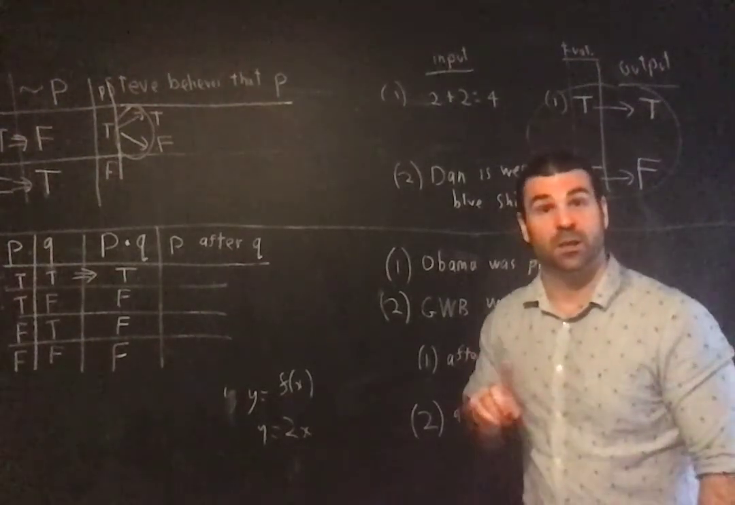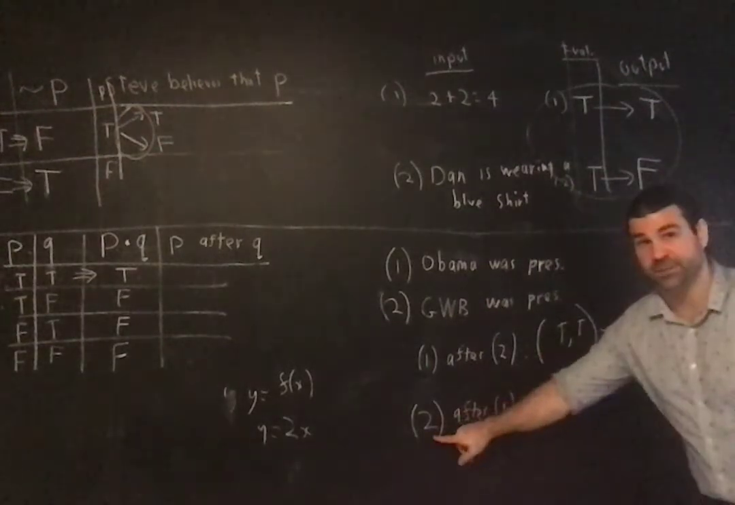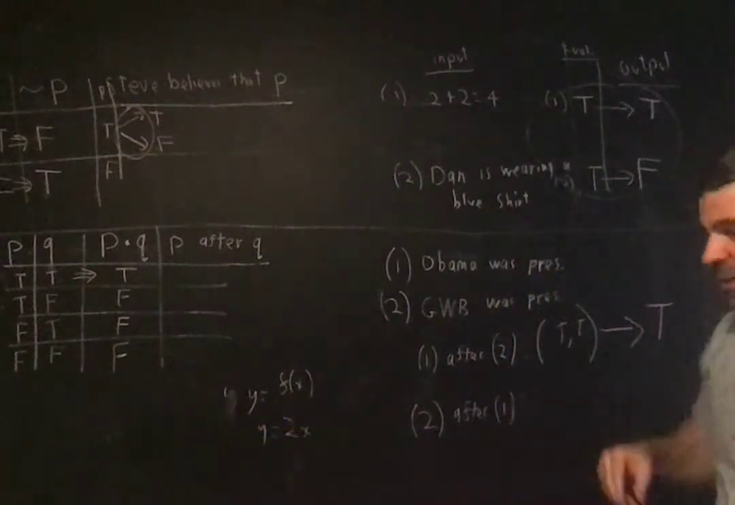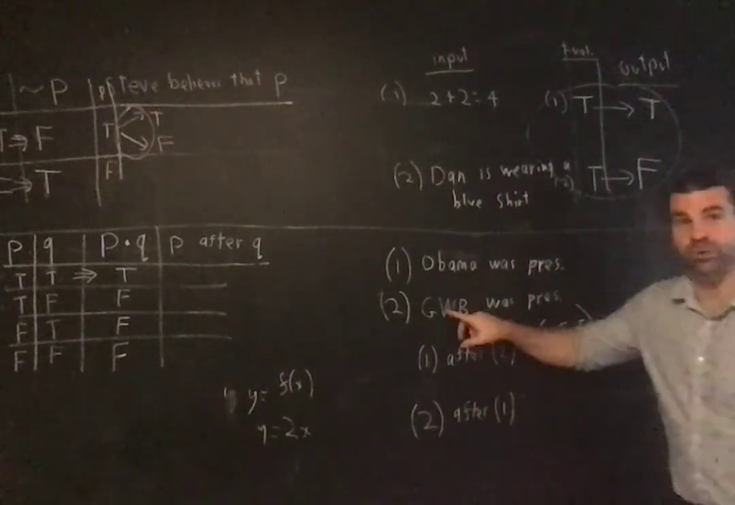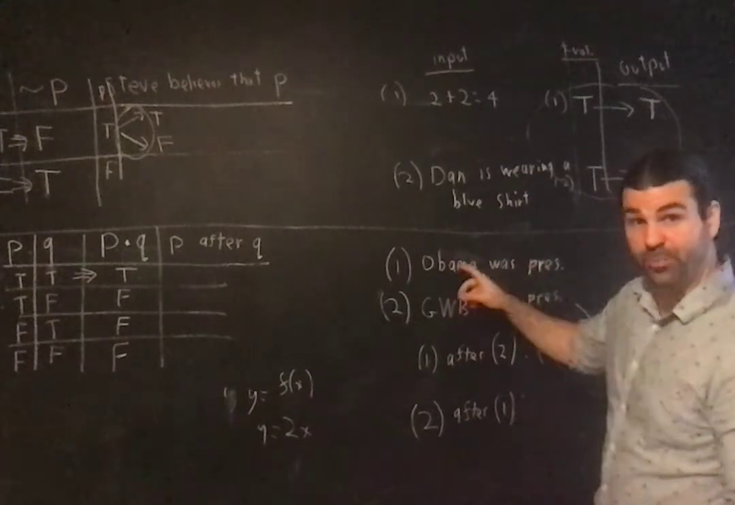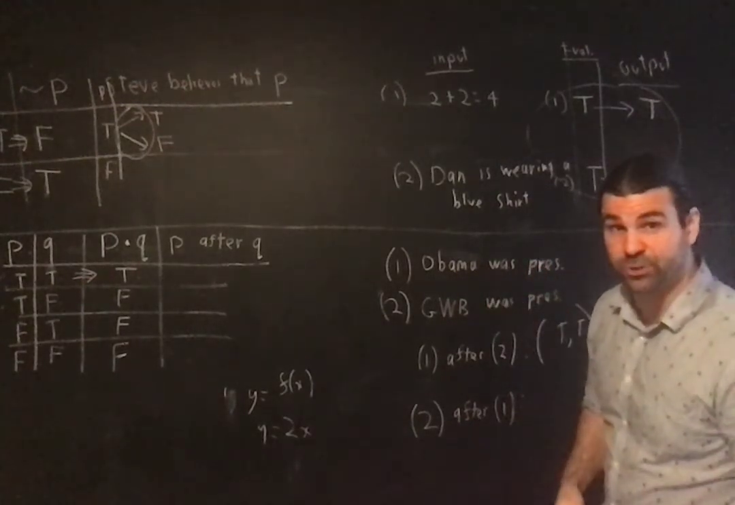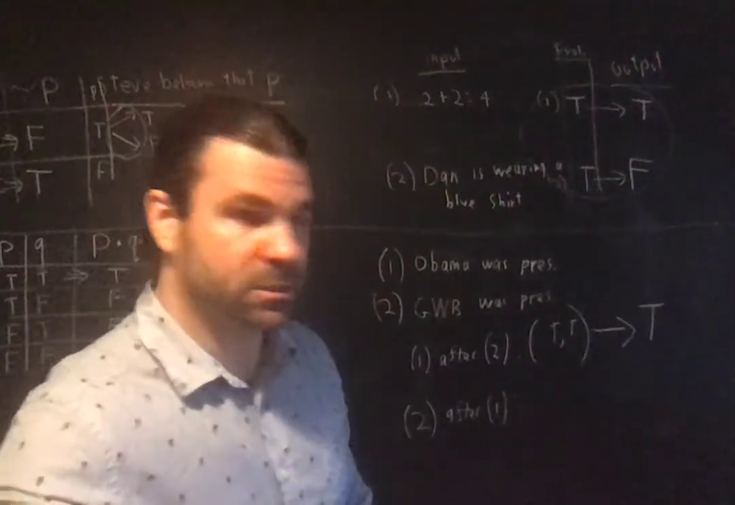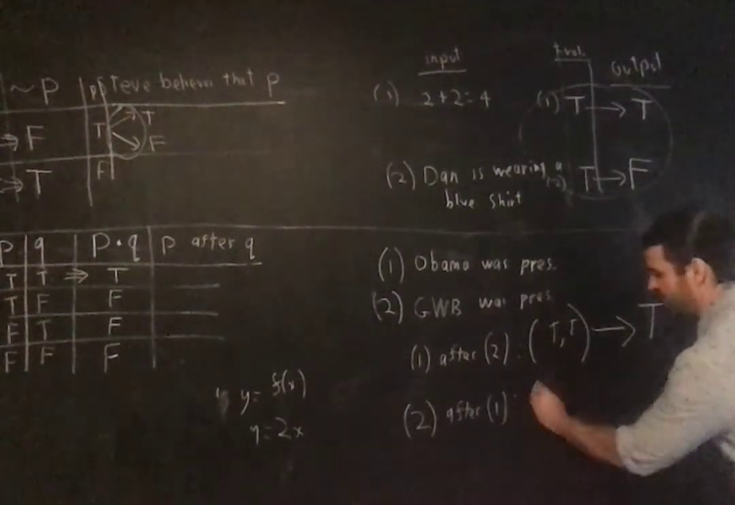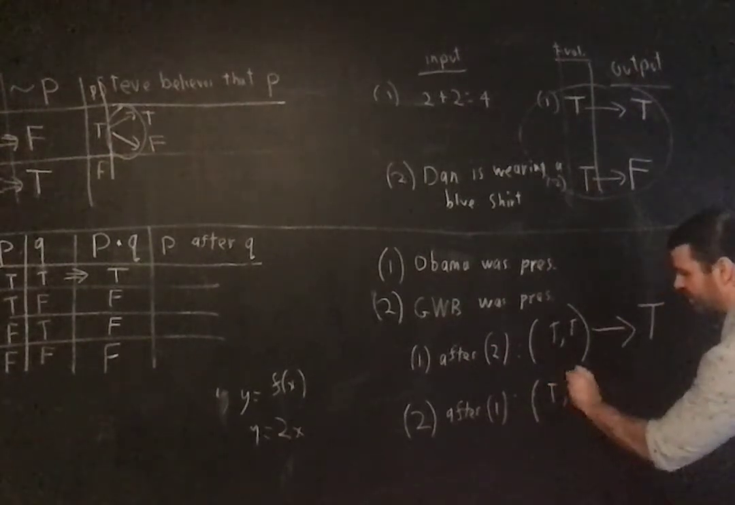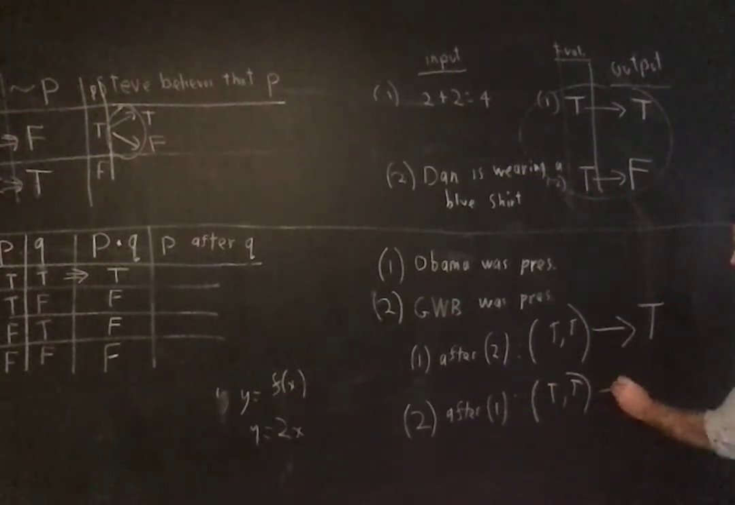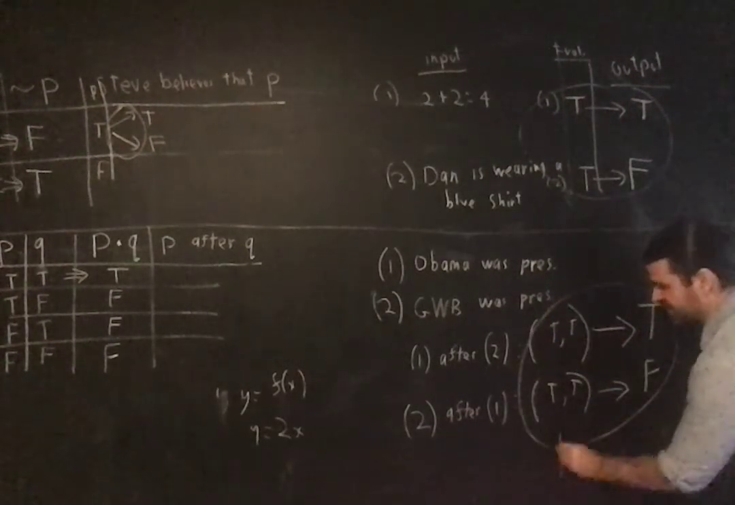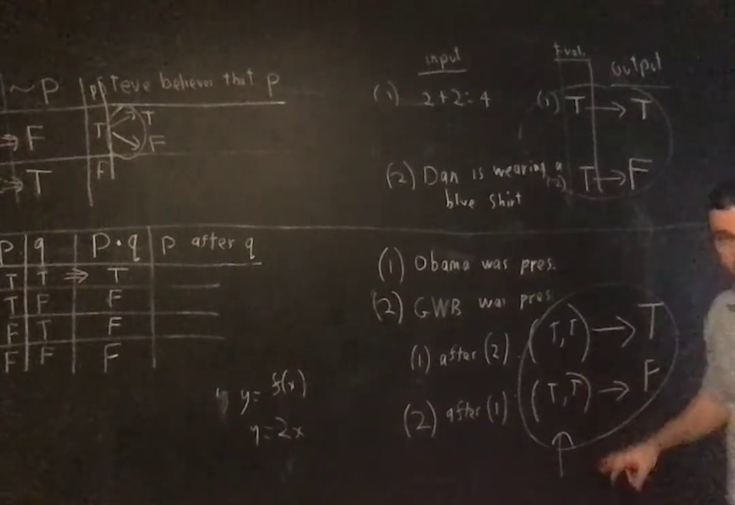But look now, here's another sentence that's constructed with the blank after blank sentential operator. 2 after 1, that is, George W. Bush was president after Obama was president. Oh, that's not true. Yes, both of the component sentences are true. So once again, we have T comma T, right? But the output sentence we built is false. That's it, okay?